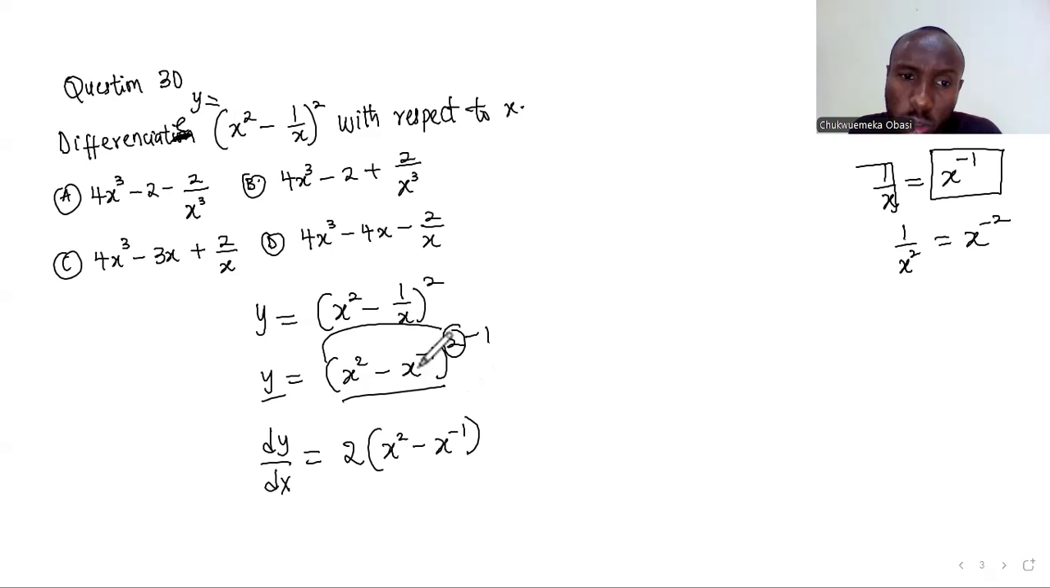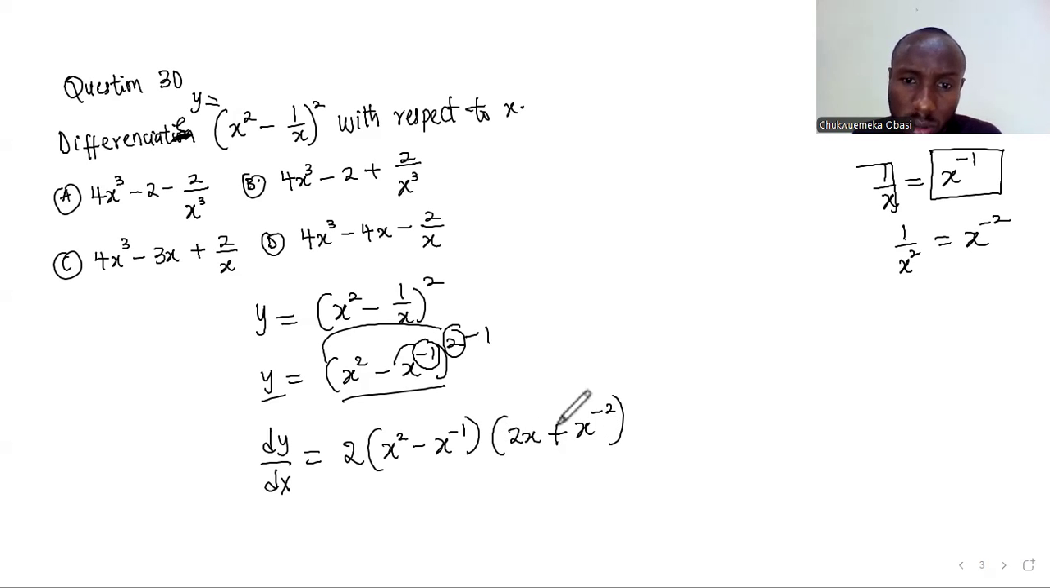Now, that is not all. You still go back and differentiate what is inside this function. So in other words, you're going to differentiate x squared minus x to the negative 1. So let's differentiate those. When you differentiate x squared, what did you get? You get 2x. And when you differentiate x to the negative 1, what would you get? Remember, the negative 1 is going to affect this negative sign here. So that will become plus, and that will become x to the negative 2. I hope you can relate. I hope this is clear.